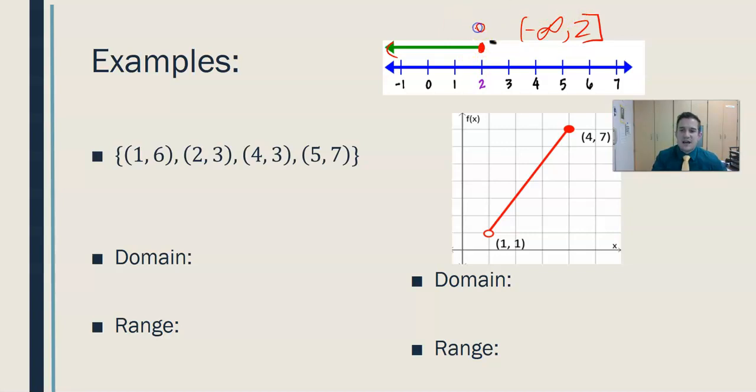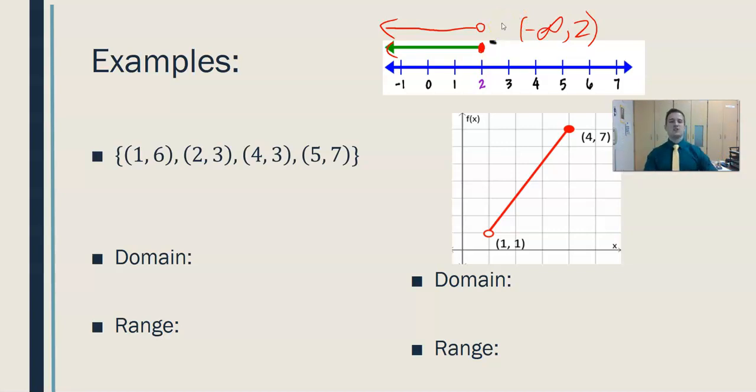If instead I had something like this, denoted with an open circle, that would mean the interval is everything right up really close to 2, but not including 2. So I would write that with a parenthesis instead of a bracket. So that's some extra practice on interval notation.